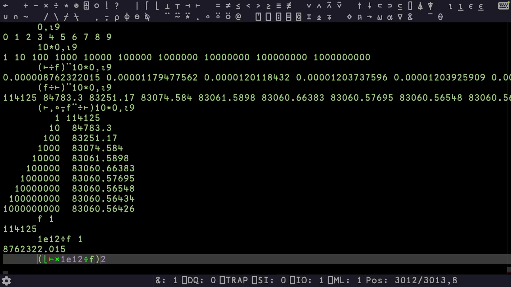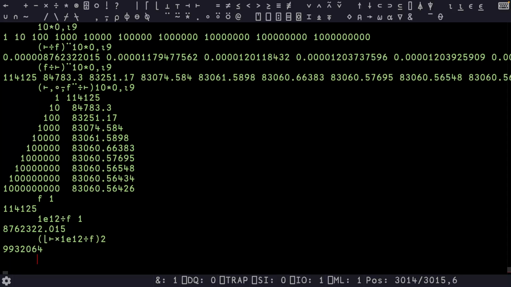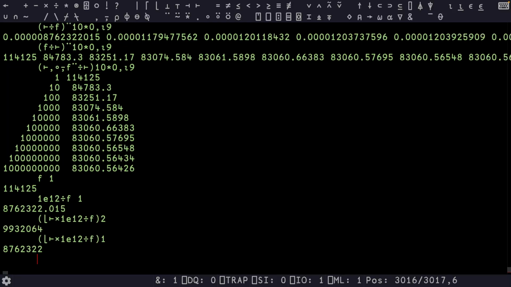So if we do a minimum here, it cuts off any fractional values and keeps us from exceeding that 1E12 value. Okay, so if I do this once, this is basically telling me like, oh, sorry, I meant to run it on 1.